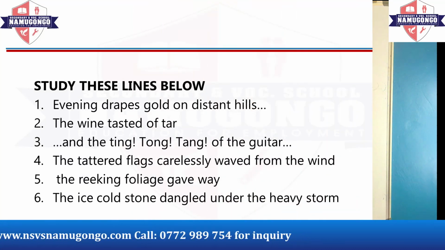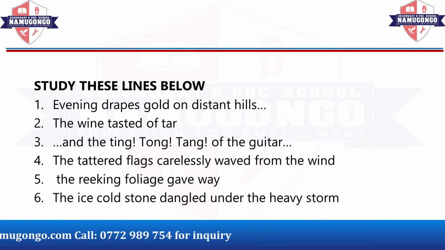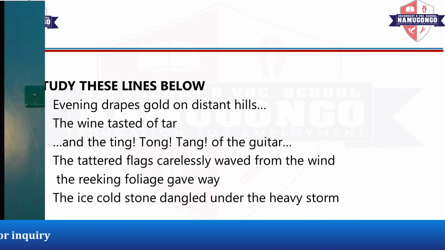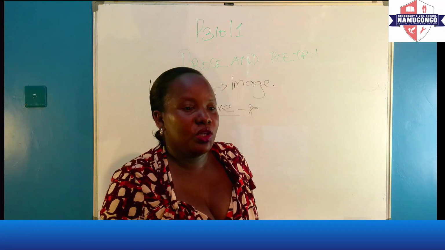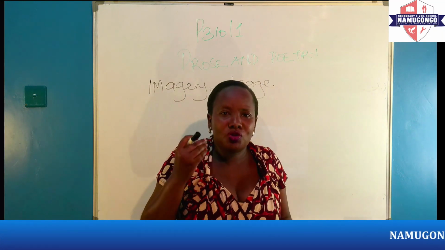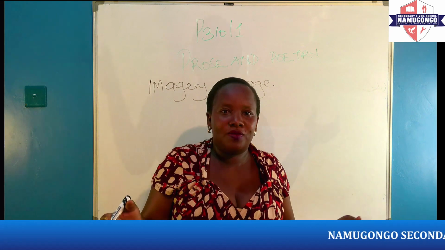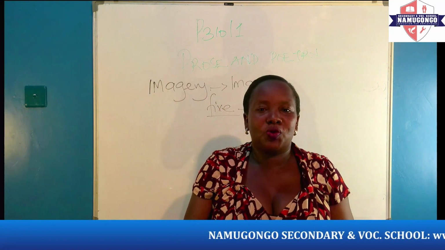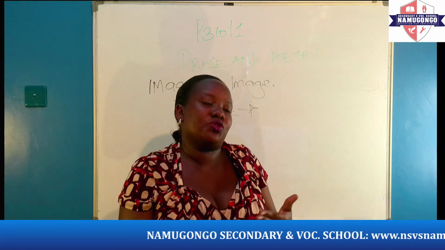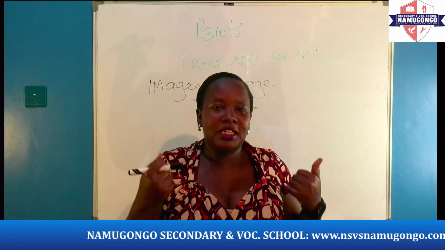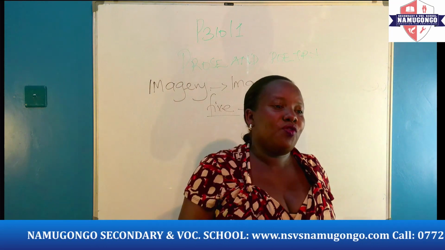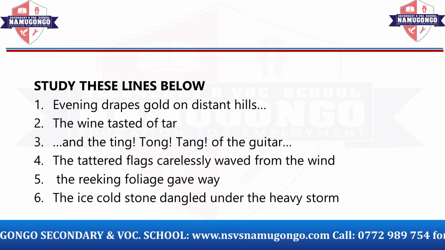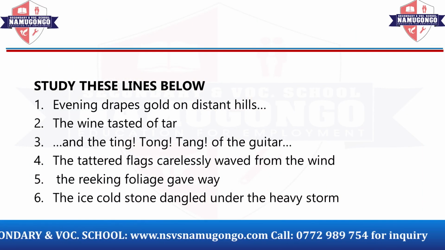The 5th image is "the reeking foliage gave way." Now the word reeking is a particular smell of rotting, okay? So when you read that, you will know that this may be the leaves that were on the ground, or the grass that was on the ground was wet and on its way to rotting. So the smell is reeking. Therefore, our sense of smell is appealed to in this line.